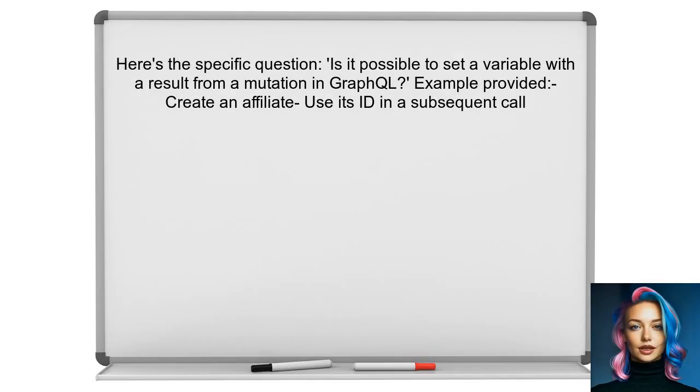Let's look at the specific question at hand. One user asked, is it possible to set a variable with a result from a mutation in GraphQL? They provided an example where they wanted to create an affiliate and then use its ID in a subsequent creation call. Sound familiar? Let's explore this together.